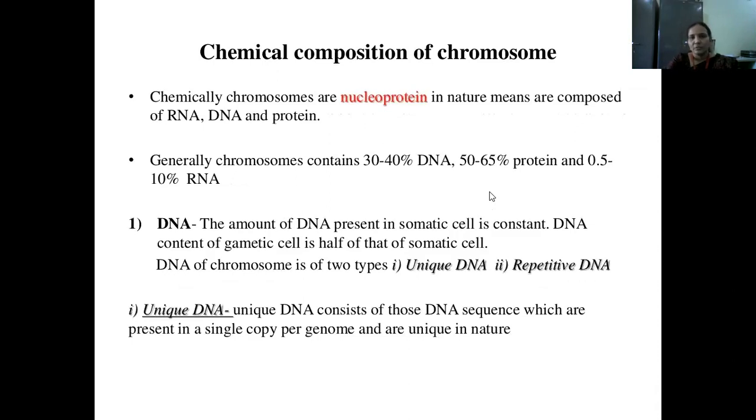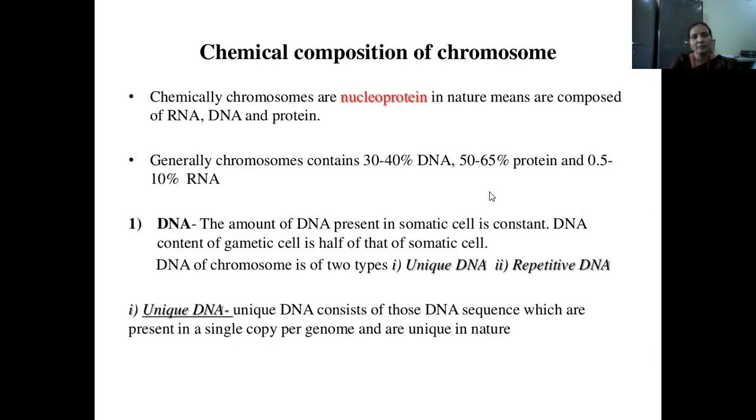So chemical composition: already we have seen the chromosome is composed of DNA, RNA and protein. Chemically chromosomes are nucleoprotein. Nucleo means nucleic acid present है, DNA and RNA और protein present है. In nature it means they are composed of RNA, DNA and protein. Generally chromosome contains 30 to 40% of DNA, meaning genes present हैं, 50 to 65% protein है और 0.5 to 10% RNA. So the amount of DNA present in somatic cell is constant.